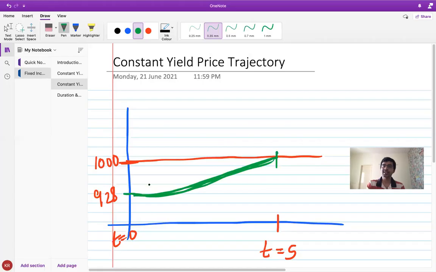And if I do it like that in Excel, I will get a curve like this. And this curve is representing nothing but the price trajectory for a discount bond, where the price of the discount bond is moving from the intrinsic value, which is less than the par value, towards the par value. It is an upward sloping curve towards the par value. This is for a discount bond.